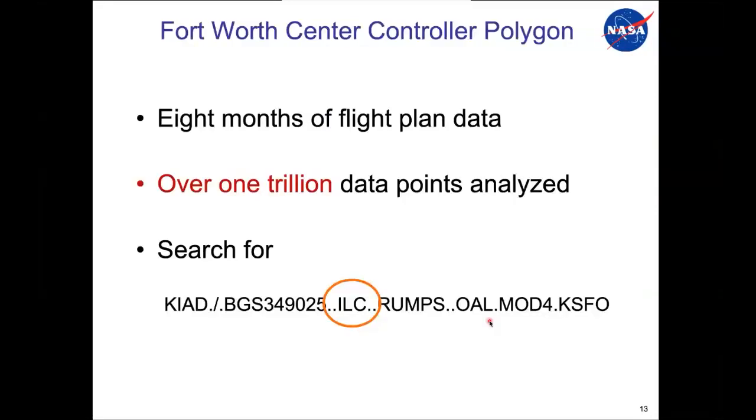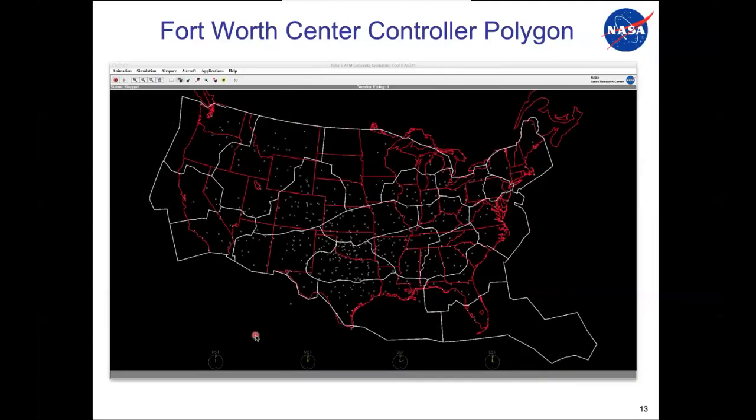So how do we create the controller polygon? We looked at 8 months of data, and we analyzed over a trillion data points with some string like this. Based on that, we plotted all of those points. These are all the points where Fort Worth Center aircraft were sent direct to. Now, clearly, Glasgow, Montana is not something that is going to be sent direct to during the day, but in the middle of the night, that could have been possible. So that's why it shows up. But then we really don't want to account for that.